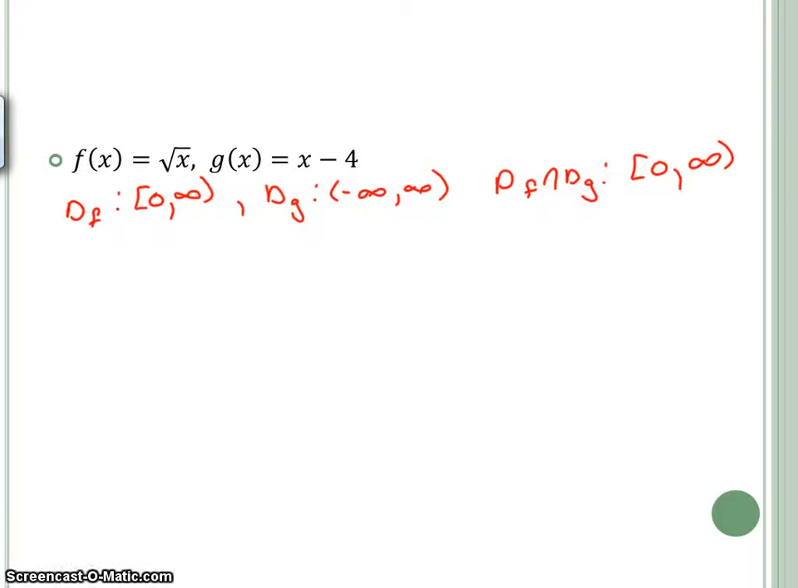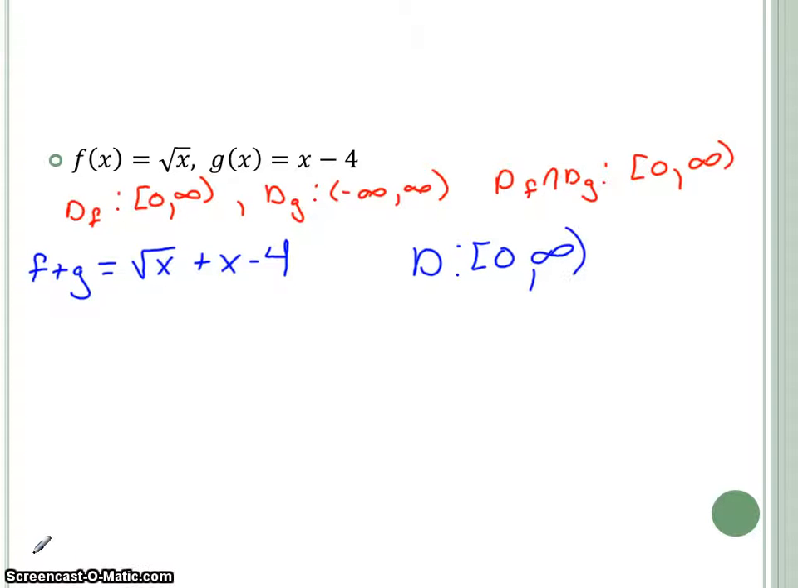All right, so now we want to find the sum of those two functions. If we take f and add g, what can we do to simplify that? Nothing. A whole lot of nothing. So that's done. What's its domain? 0 to infinity.